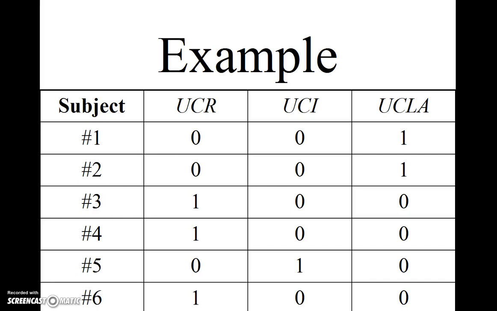For example, suppose one of our variables is which university a student attends. Is it UCR, UCI, or UCLA? Now that's actually a multiple nominal scale. A student would not be attending more than one of these. And so we would arrange it like this. Is the student attending UCR? Well, number 1 is not, so code that as a 0. He's not attending UCI, so code that as a 0. He goes to UCLA, so code that as a 1.